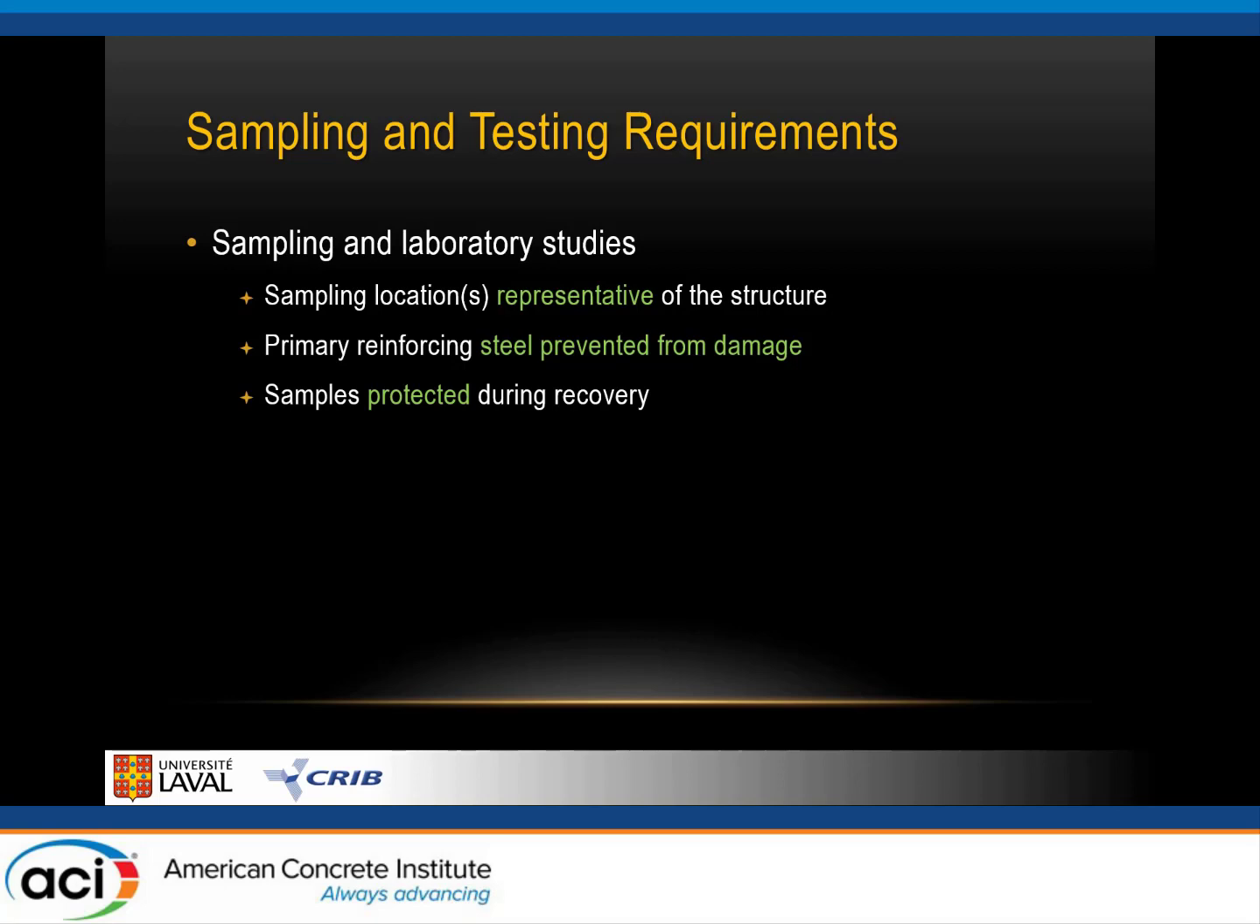Different aspects also have to be considered, especially when invasive sampling is being conducted, when coring or openings are performed. Primary reinforcing steel has to be, as much as possible, prevented from any damage. And when samples are taken out of the elements, care has to be taken in order to maintain their actual condition as much as possible, as they were inside the structure, in order to yield results that will be representative of the actual structure condition.